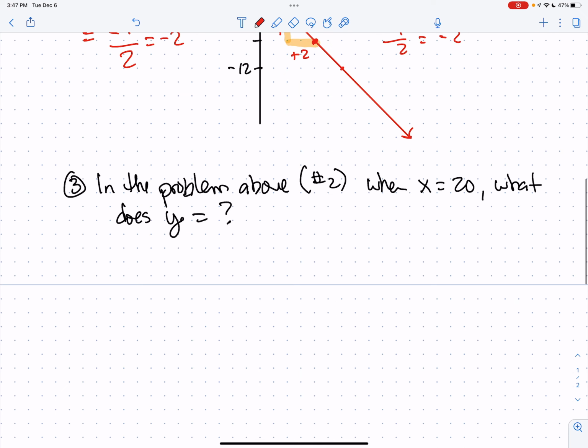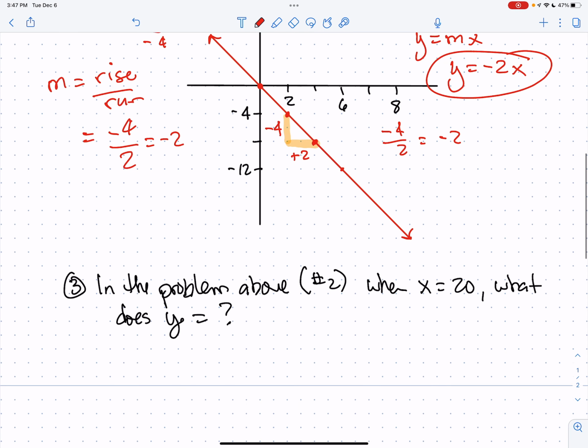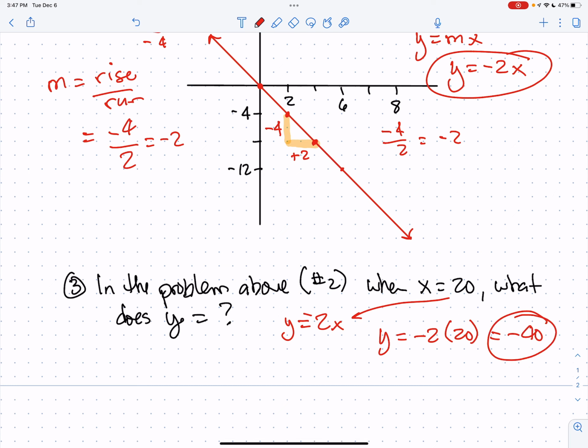I answered the problem. Last one, in the problem above, when x equals 20, what does y equal? Well, we just have to plug that into the equation. That's why we found the equation y equals negative 2x. So I just put 20 into that equation, y equals negative 2 times 20, which is negative 40. So when x equals 20, y equals negative 40, so that's the point, 20, negative 40. That's the answer, 20, negative 40.